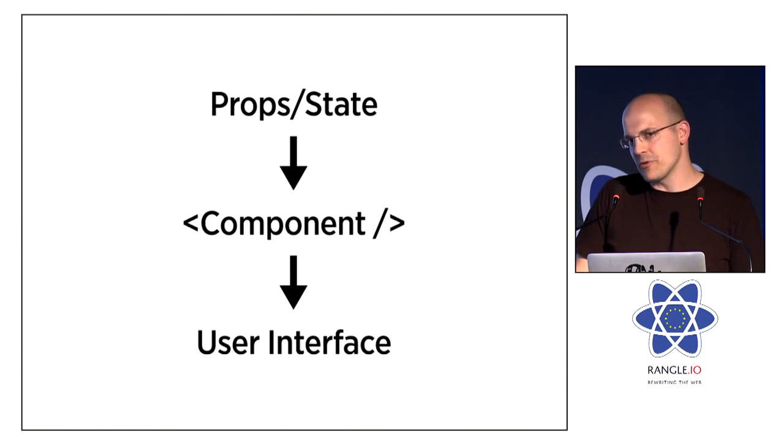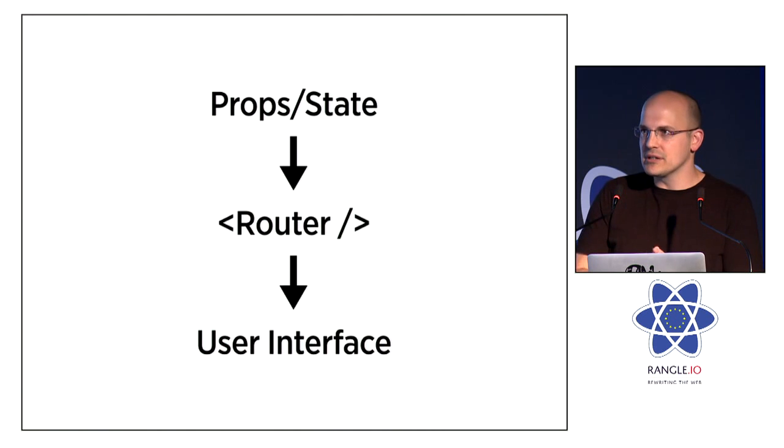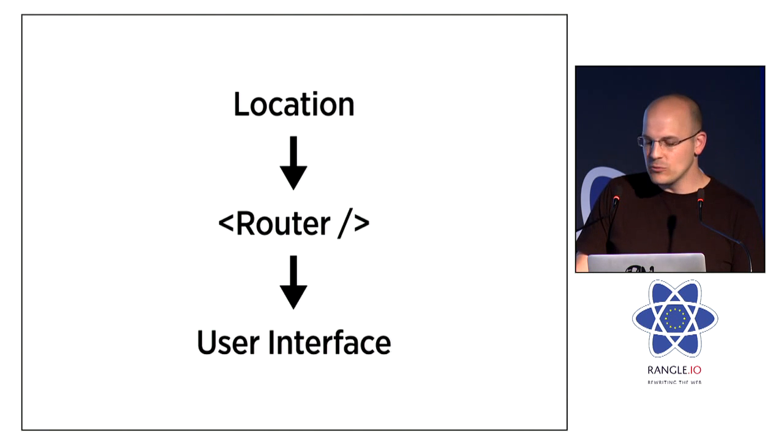So why can't a router work exactly like this? Instead of generating a router component on demand, why don't we just ship a router component? In this case, what are the props? What is the state? Well, the main one is location.